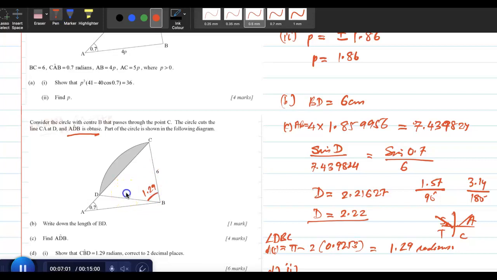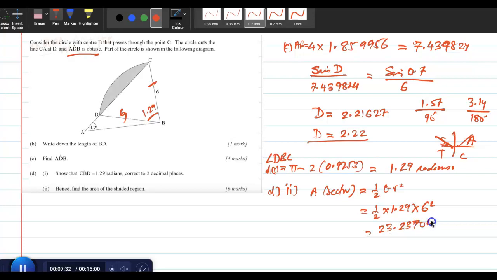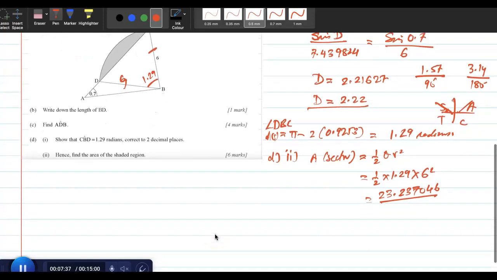Now you will find the area of this entire sector. The area of the sector is equal to half theta r squared. So half into 1.29 into the radius 6 squared. If I enter it into my calculator, I get 23.237046. Whatever, there may be a rounding error, but 3 to 4 significant figures should be correct.